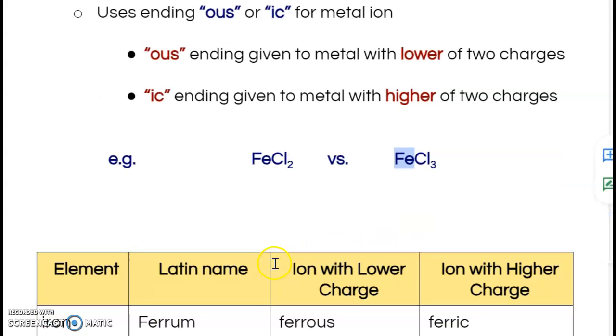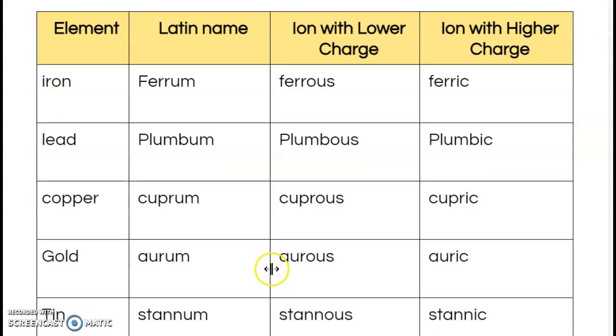But how do we know what the actual names are of these things? The Latin names. Remember how I said that a lot of these elements come from Latin names. So iron we know is Fe because iron is ferrum. That's why it has the elemental symbol Fe. If we have an ion with the lower charge, it'd be ferrous. An ion with the higher charge would be ferric.